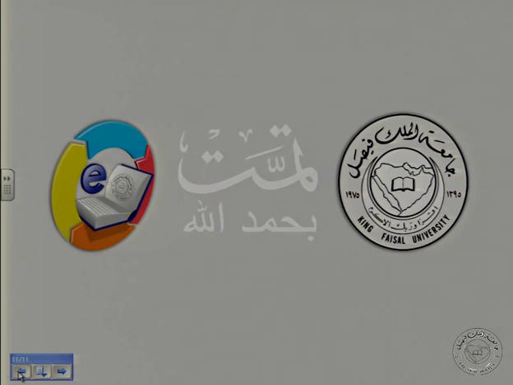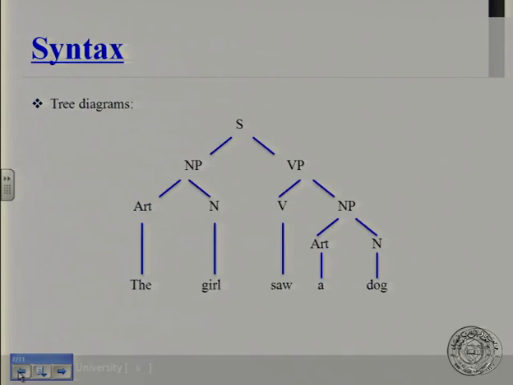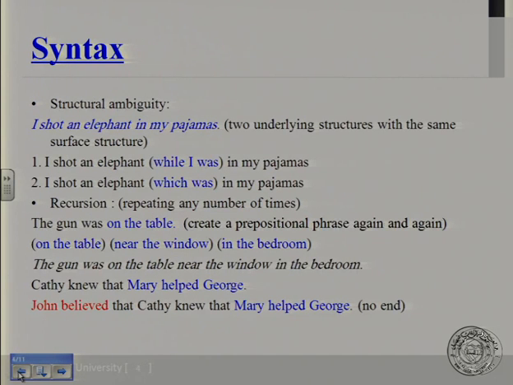So we talked about syntax, the meaning of syntax, and the two different structural types of syntax, the deep and surface structure. We talked about the tree diagram, and I hope that you know how to make a tree diagram for any sentence according to two or three rules. The first one was lexical rules, and the second one was movement rules. In addition, we have talked also about recursion, that we can repeat the same prepositional phrase again and again.